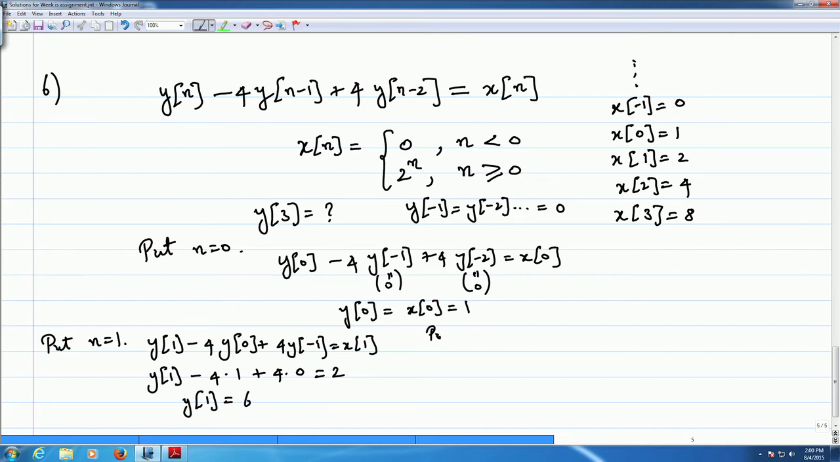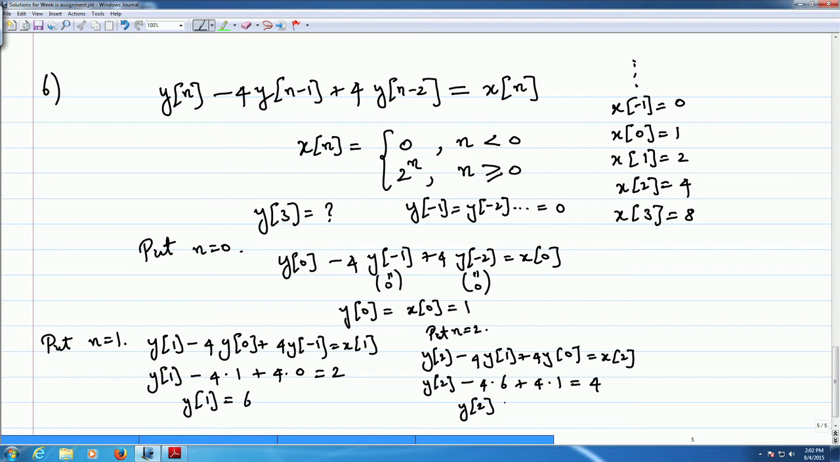Now, you put n equals 2. You get y of 2 minus 4 y of 1 plus 4 y of 0 equals x of 2. Just a simple solution, but nevertheless I am just writing it down for your convenience. Minus 4 into 6 plus 4 into 1 equals x of 2, which is 4. So, if you solve this, you get y of 2 equals, this 4 will cancel and you simply get 24.